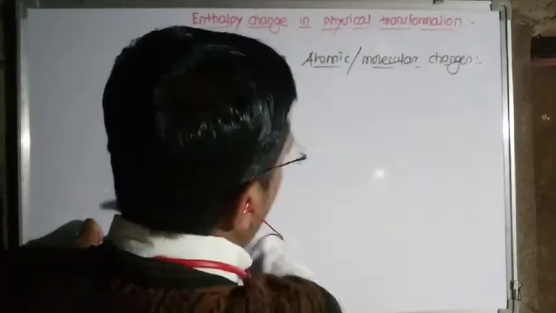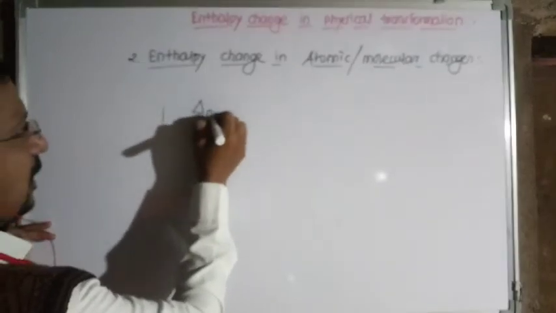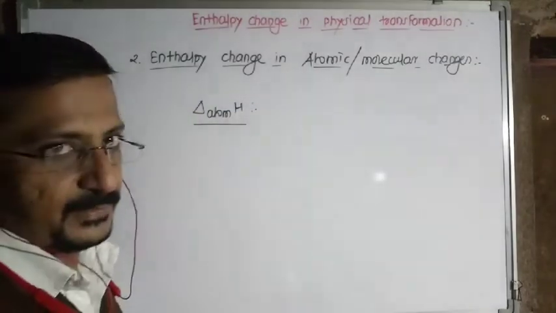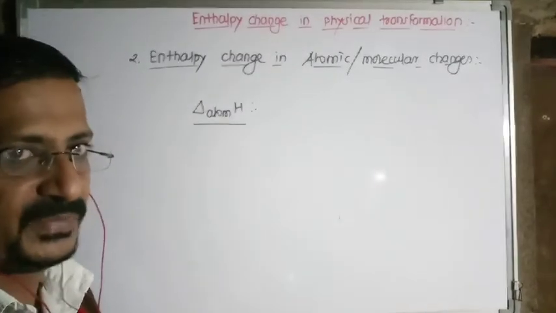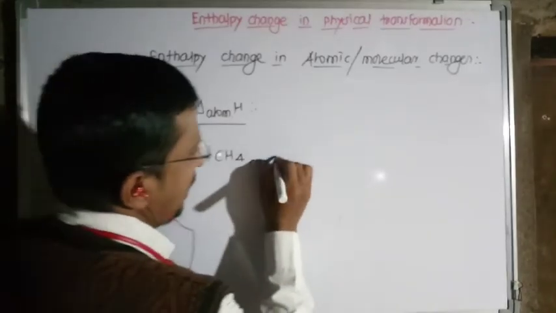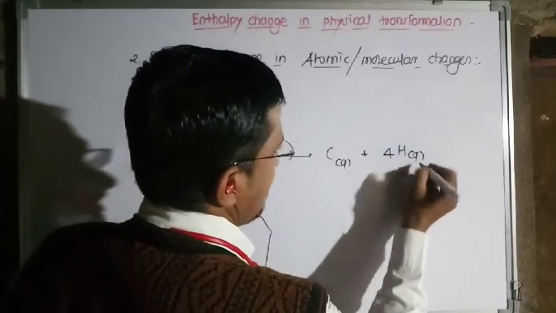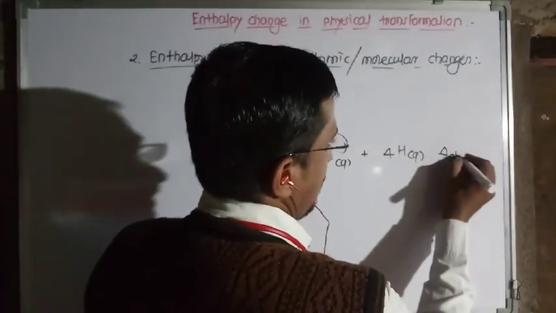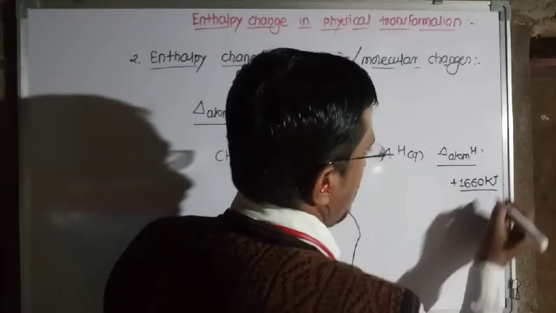Then next is the enthalpy of atomization, delta atomization H. Atomization means that from a molecule, the atoms have to be separated. The best example: methane in gaseous state converts into gaseous carbon plus 4 gaseous hydrogen atoms. Whatever enthalpy change occurs in this process is called the enthalpy of atomization, and this value is found to be plus 1660 kilojoule per mole.